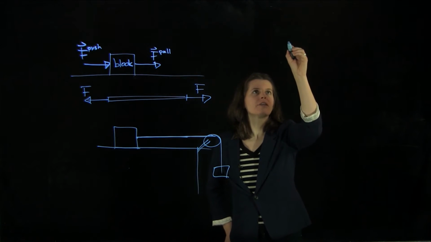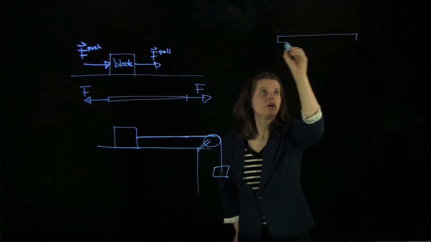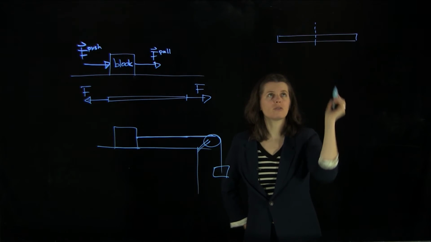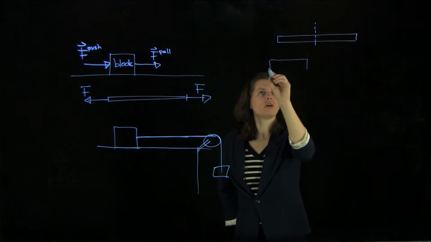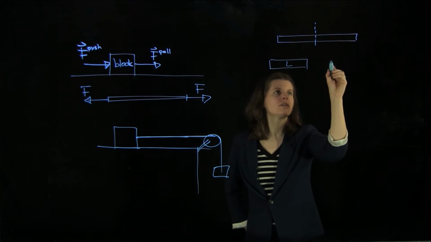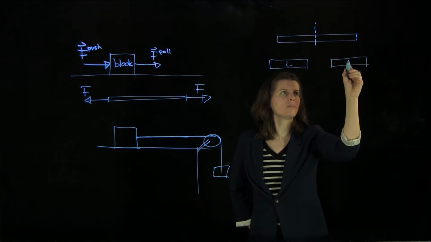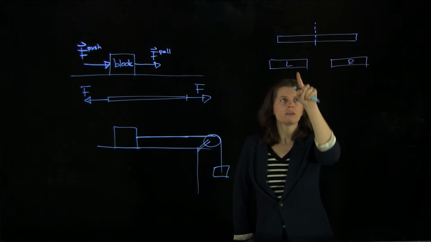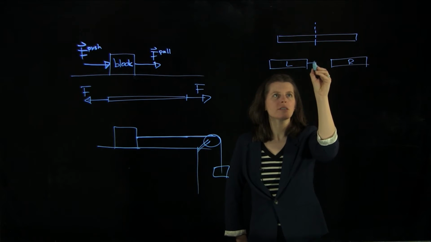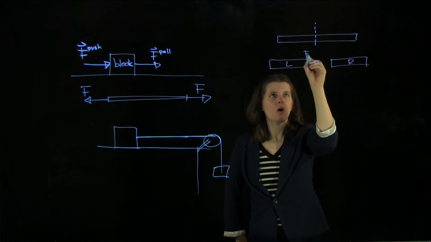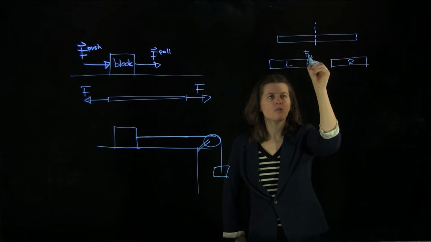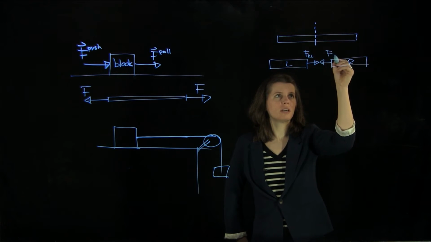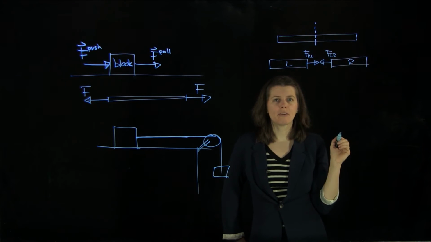So let's draw another string. And this is our string. And let's take an imaginary cut right through the middle here. And I'm going to draw both pieces here. This is the left part, and here is the right part. And what's happening in this rope here now? Well, there is a force acting on the left object due to the interaction with the right one. And here we have a force on the right one due to the interaction with the left piece.